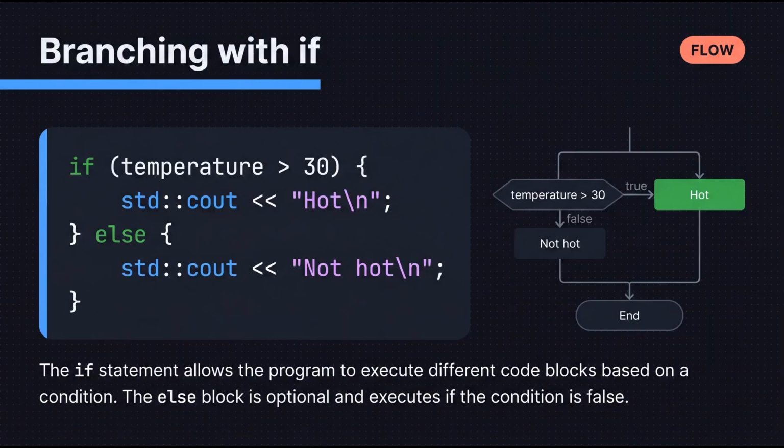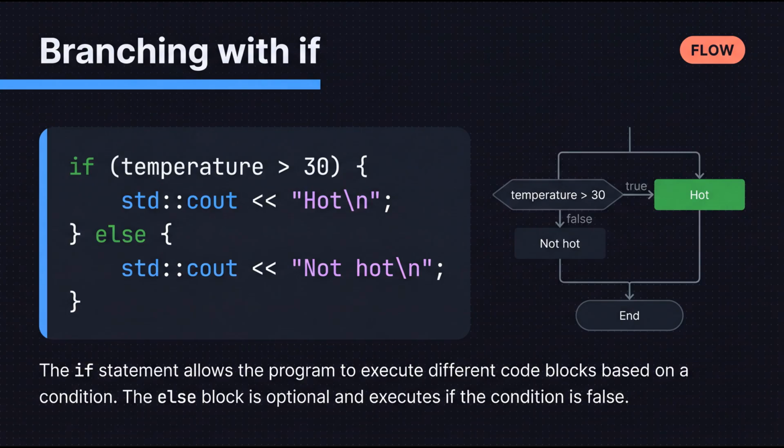Loops let you repeat actions. The most common is the for loop. It has three parts in the parentheses: initialization, condition, and increment. In this example, we start with i equals 1. We continue as long as i is less than or equal to 5. After each iteration, we increment i. The body prints i, followed by a new line. So the output is 1, 2, 3, 4, 5, each on its own line.